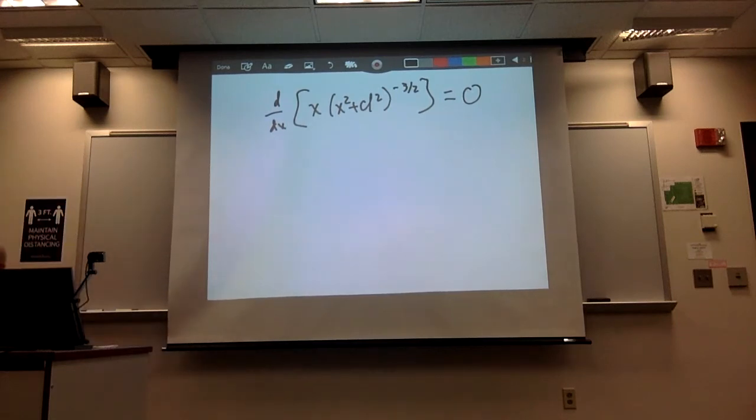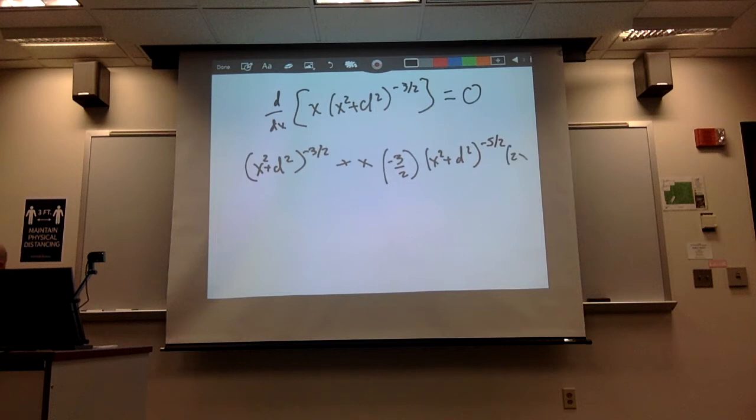So let's do that. I take the derivative of the first, which is x squared plus d squared raised to the minus 3 halves power, plus the first, which is x, times the derivative of the second, which becomes a negative 3 halves times x squared plus d squared raised to the minus 5 halves, all times the derivative of the inside, which is simply 2 times x, which is all then equal to 0. Right? Okay with this? Now, let's rewrite this out.